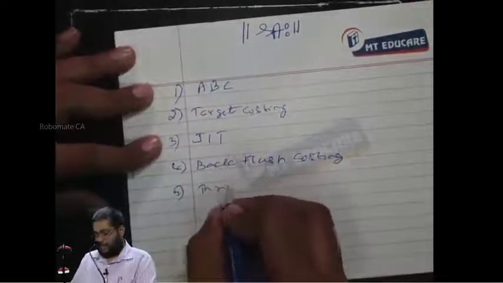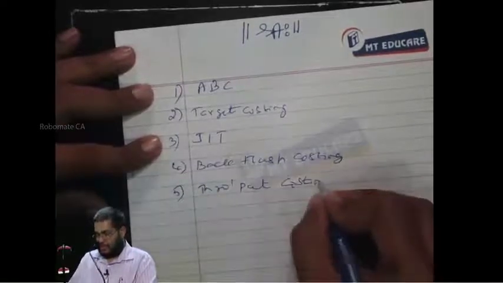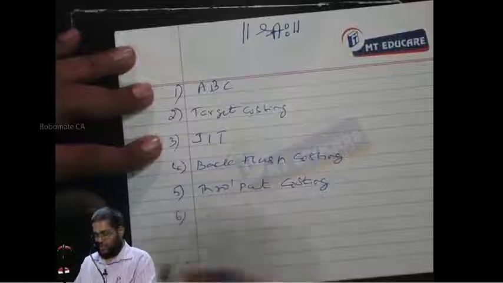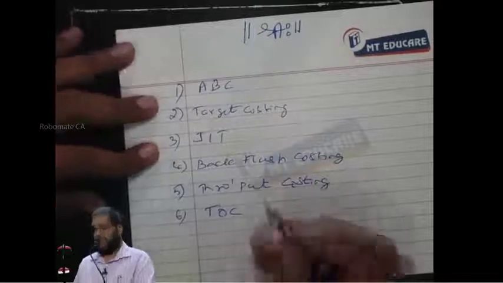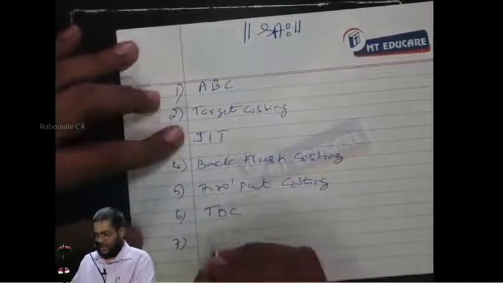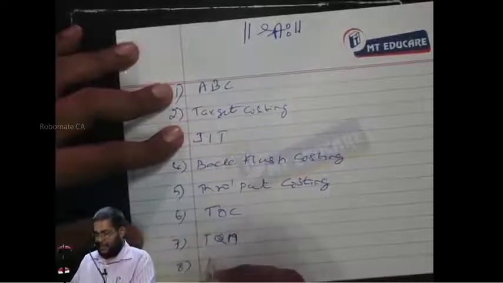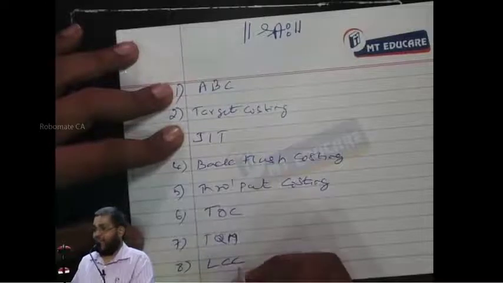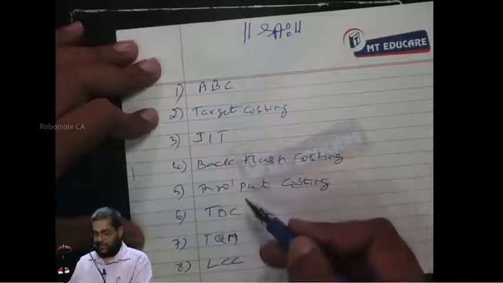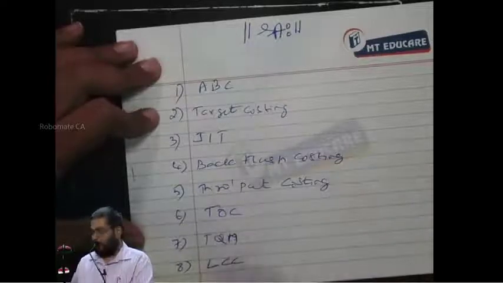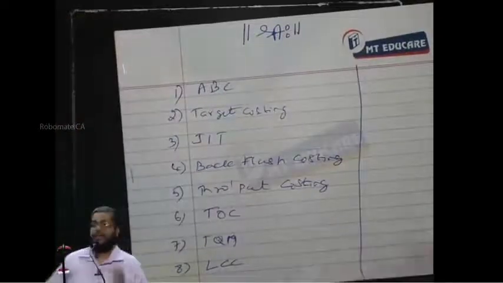Point number 5 is throughput costing. Point number 6 is TOC, which means theory of constraints. Point number 7 is TQM, total quality management. Point 8 is LCC, which means life cycle costing. So: ABC, target costing, just in time, backflush costing, throughput costing, theory of constraints, total quality management, and life cycle costing.